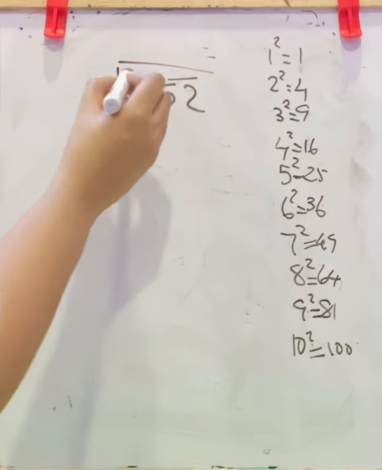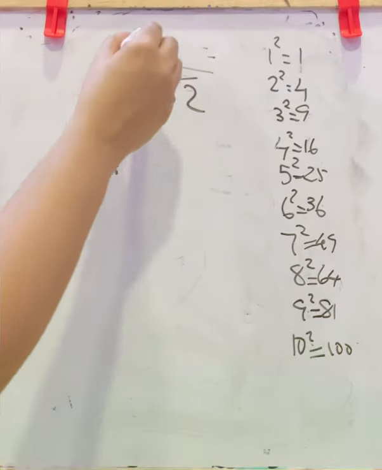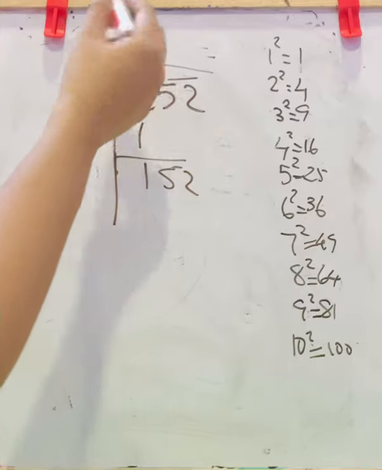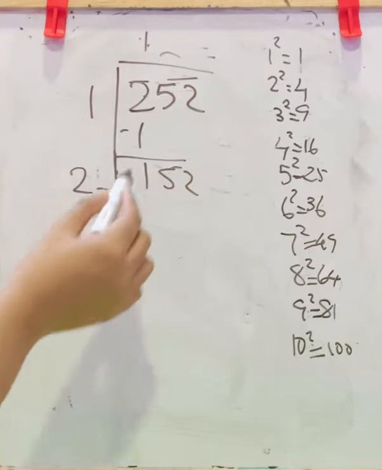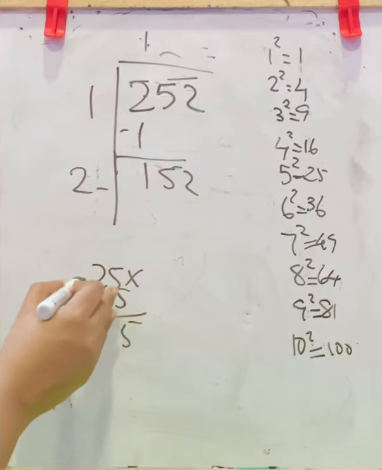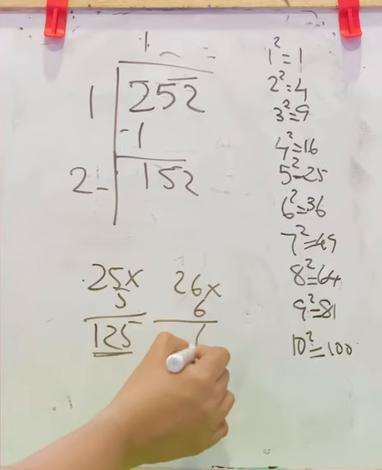Next, 252. Again, pair it. Here 2 lies between 1 and 4. The smaller number is 1. That is 1 1s are 1. Balance is 1. Carry down 52. Now double it. That is 2. Dash and dash here. 25 into 5. 5 5s are 25. Balance 2. 5 2s are 10 plus 2, 12. 26 into 6, 36.